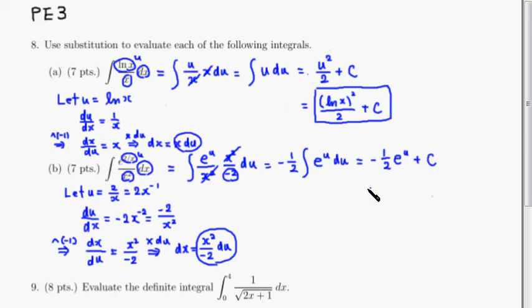Then the last step is you just put the original expression back in. u is 2 over x, so it's going to be negative 1 over 2 e to the 2 over x plus c. All right, so that's the answer for part B.